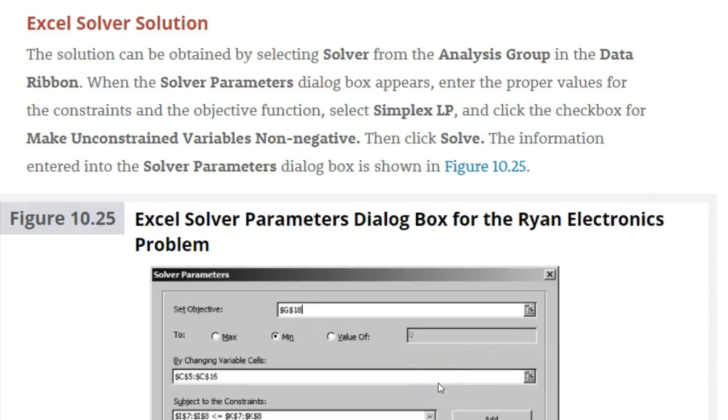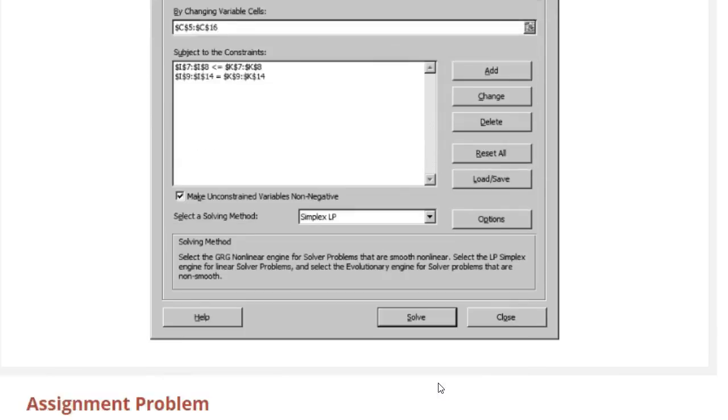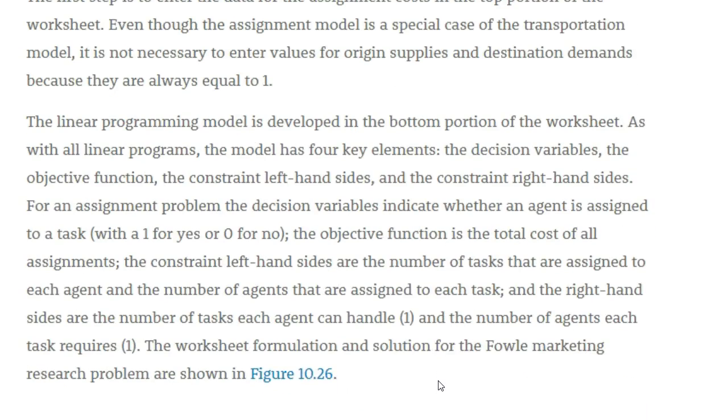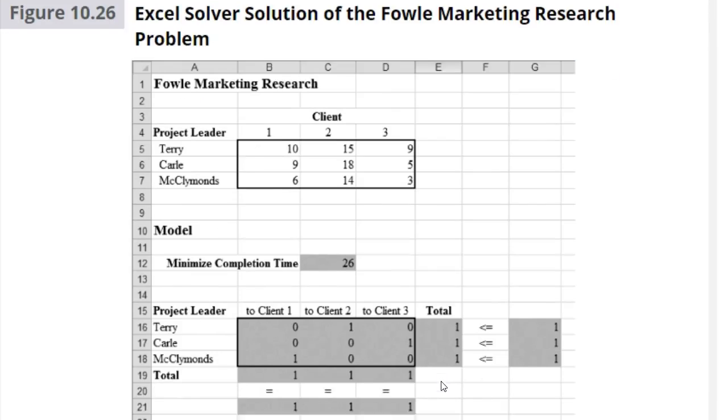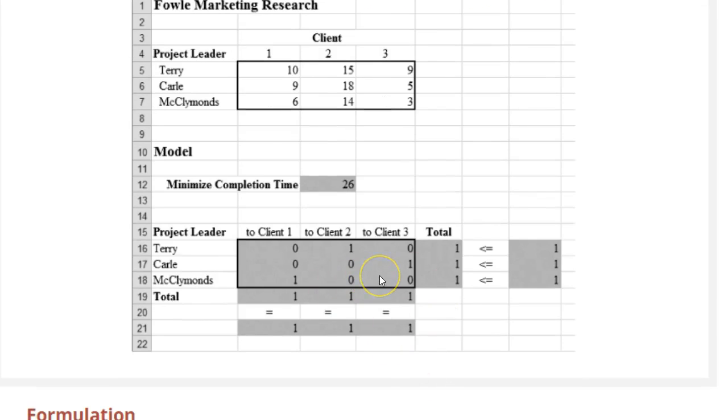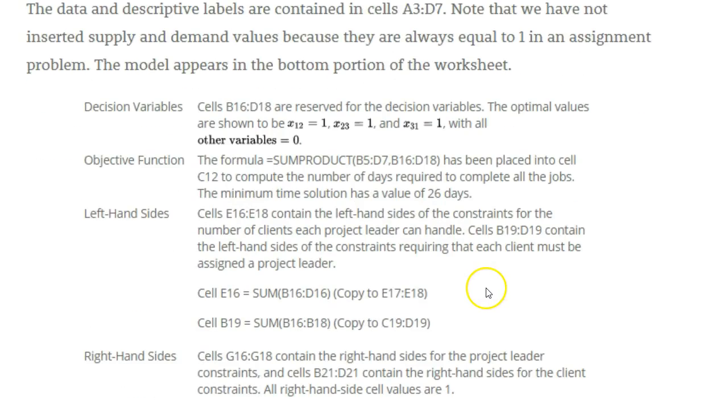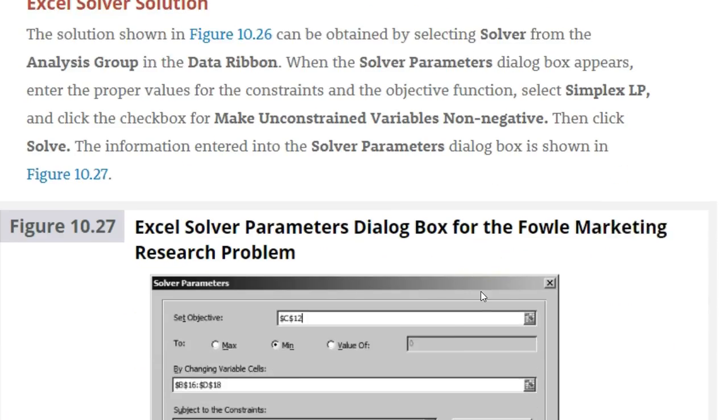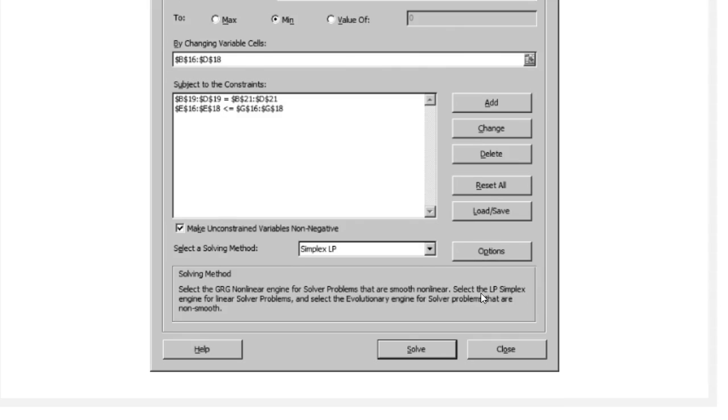And then the third one it's going to show you here is the assignment problem. And again, it shows you how to set up the assignment problem and what the solution is. Remember, assignment is one person, one job, and how to do it with the minimum possible cost. And there's the solution and how to do it in Solver.